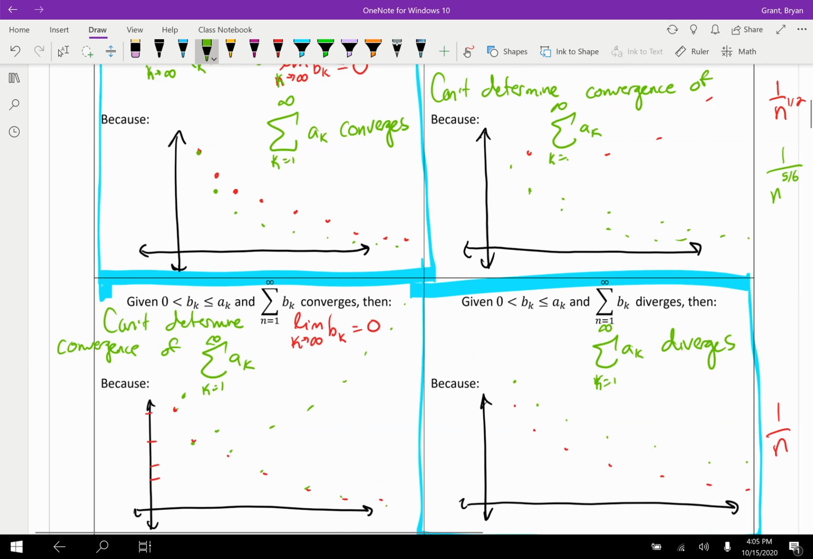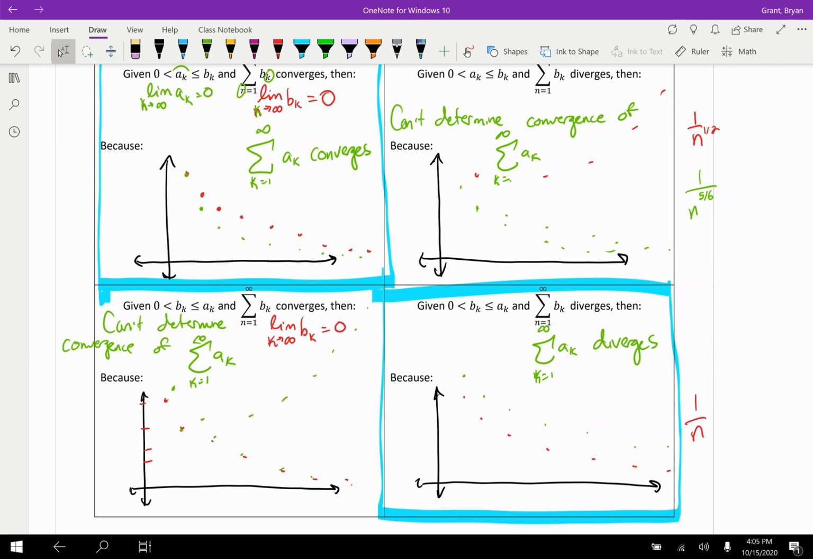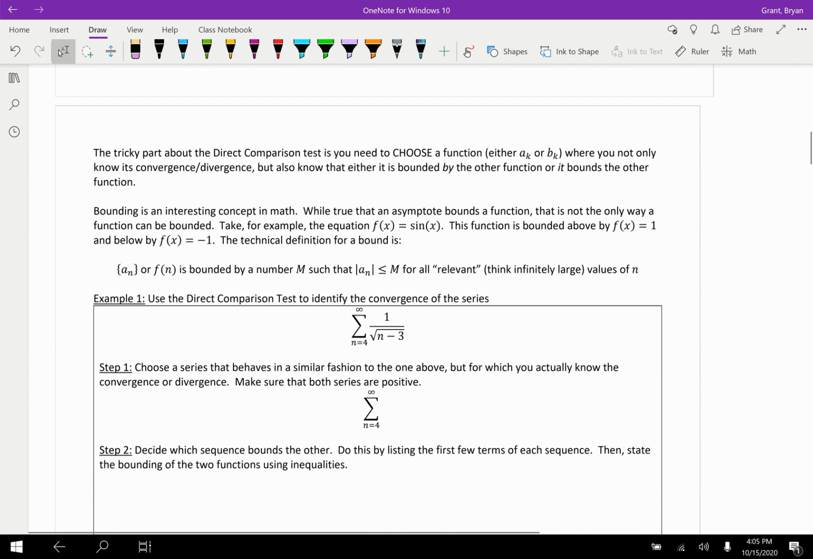And that's why this can be frustrating. You can be like, oh yes, I found the perfect series to compare this to, and then it turns out to not help you. And you're like, no. But let's get to it. So the trickiest part about the direct comparison test is that you actually need to choose a function, or maybe a sequence is a better term for that, where you not only know its convergence or divergence, so you need to pick something like 1 over n or 1 over n squared, where you're like, I know that's a p-series, that converges sort of thing. But you also need to know that it's bounded by the other function, or it bounds the other function.